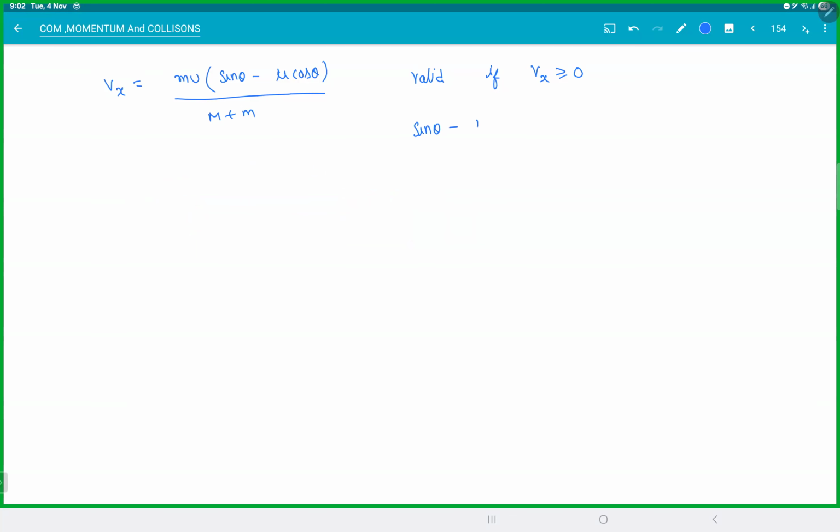So let's see that. sine theta minus mu cos theta must be greater than or equal to 0. So this answer is valid as long as mu is less than or equal to tan theta. So this is the problem. Whenever you get questions like this, you always have to check once more. After solving, if you get Vx less than 0, this implies we made a mistake there. The friction is not maximum.